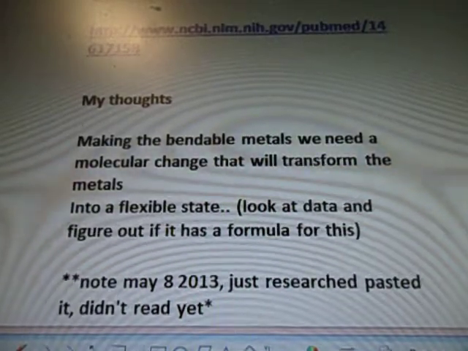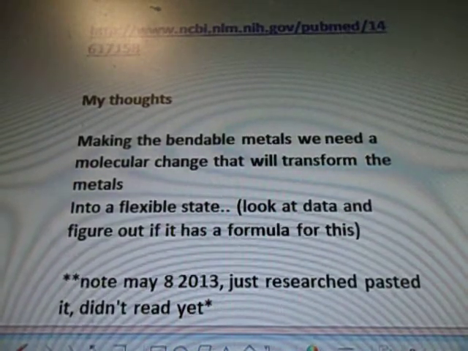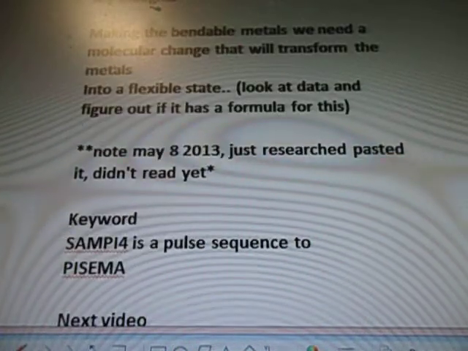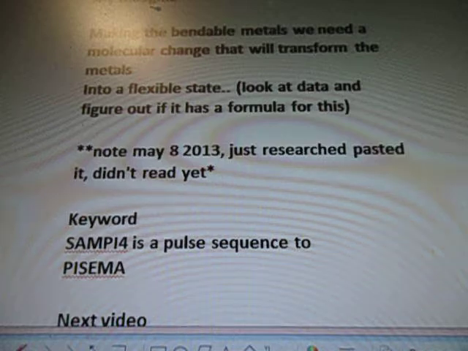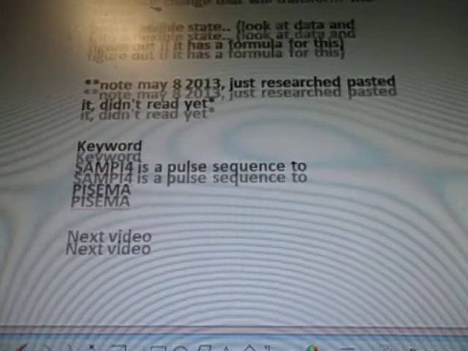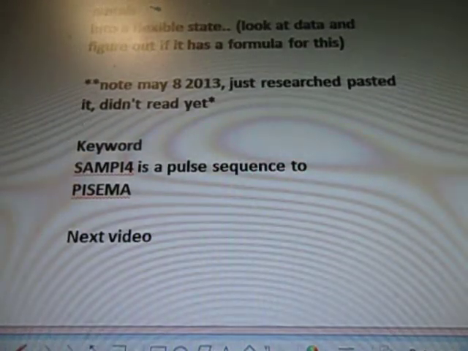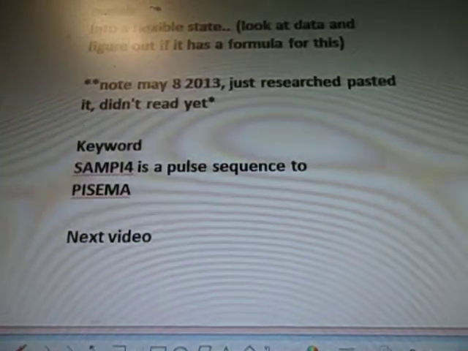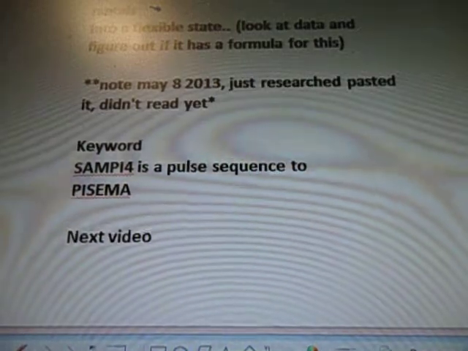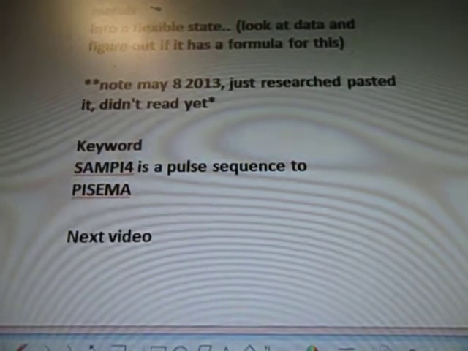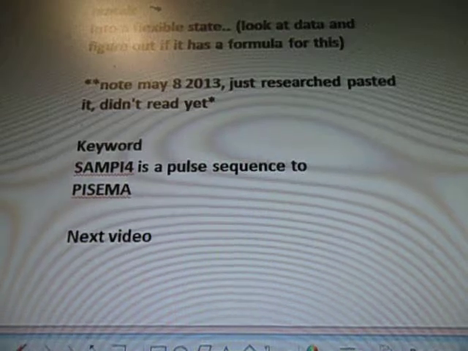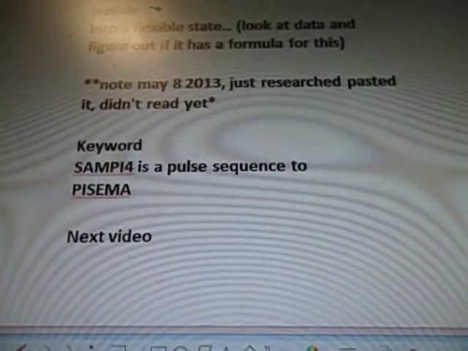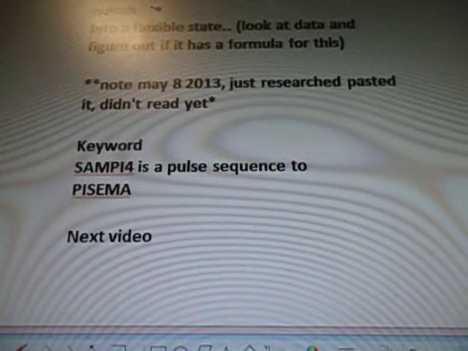My thoughts, making the bendable metals: we need a molecular change that will transform the metals into a flexible state. Look at the data and figure out if it has a formula for this. Nope, just researched, pasted it, didn't read yet. I didn't read it yet as of May the 8th. Well, I just read it now. I didn't find a formula in it. It does talk about autotransporters, but more stuff comes up, and there will be a formula in the other stuff, because there are several bendable metal formulas that come up in the well data between lines 17 and 22.